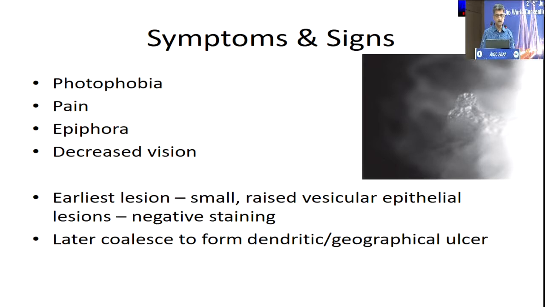Symptoms and signs. Coming to the symptoms, they are basically the same as for any corneal ulcer. So there will be photophobia, pain, epiphora and decreased vision. The earliest lesion is small raised vesicles on the epithelium, and they stain negatively initially, and later they coalesce to form the typical dendritic ulcer.